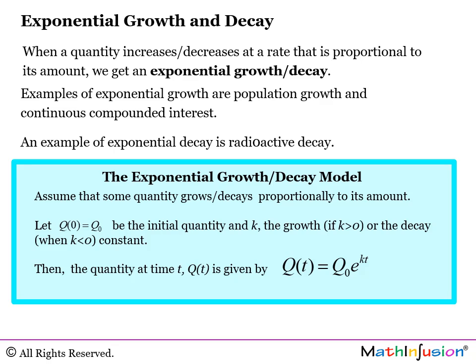The exponential growth and decay model. Assume that some quantity grows or decays proportionally to its amount. Let Q sub 0 be the initial quantity and k the growth constant if k is more than 0, or the decay constant if k is less than 0. Then the quantity at time t, Q of t, is given by Q of t equals Q sub 0 e to the power of kt.